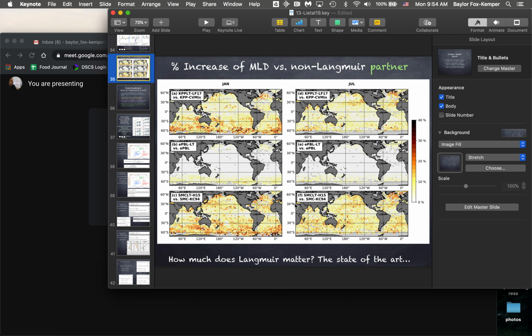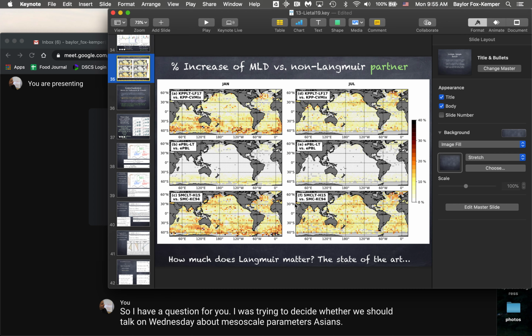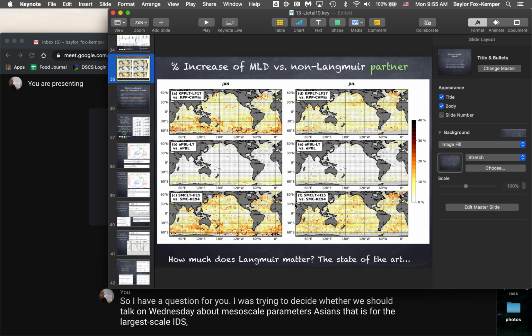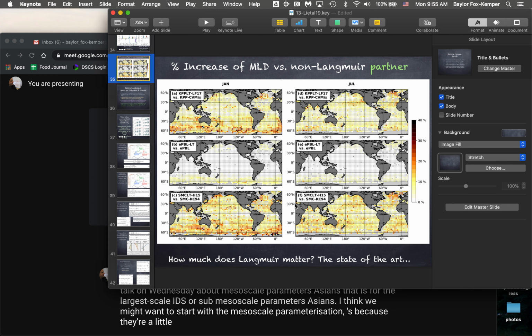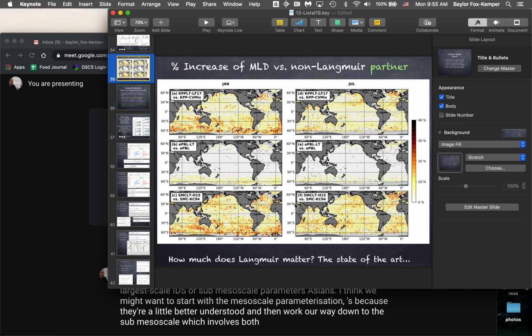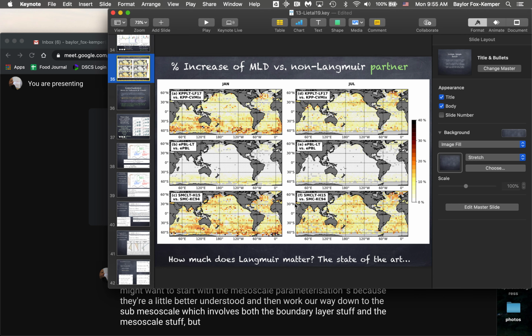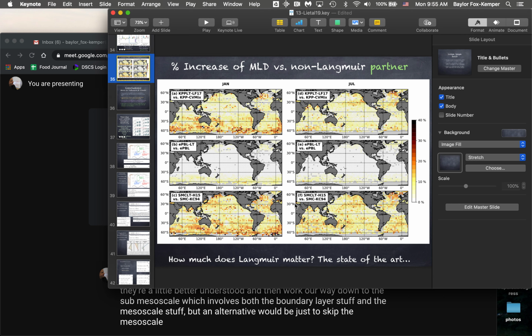So I have a question for you. I was trying to decide whether we should talk on Wednesday about mesoscale parameterizations, that is for the largest scale eddies, or submesoscale parameterizations. I think we might want to start with the mesoscale parameterizations because they're a little better understood, and then work our way down to the submesoscale, which involves both the boundary layer stuff and the mesoscale stuff. But an alternative would be just to skip the mesoscale parameterizations because they are quite different. Does anybody have a strong opinion?